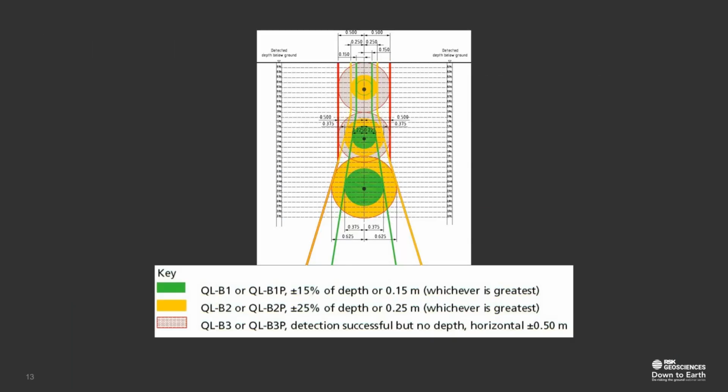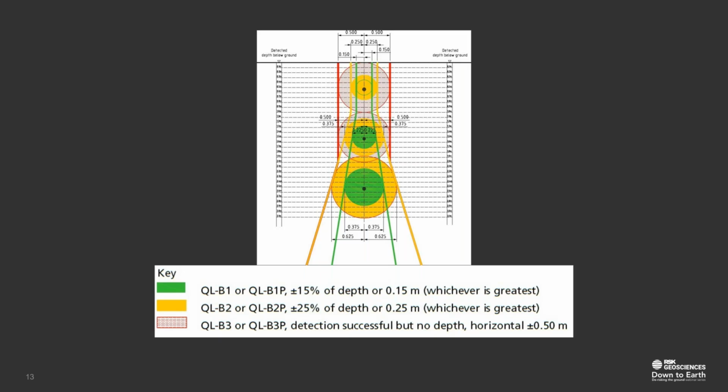The diagram on screen shows the accuracies involved in achieving those different quality levels from B1 to B3 as per the key, and ultimately how they differ from one another. Note that B4 is associated to records only, and therefore it doesn't have a horizontal or a vertical accuracy, which is why it's not described in this diagram or on the key.